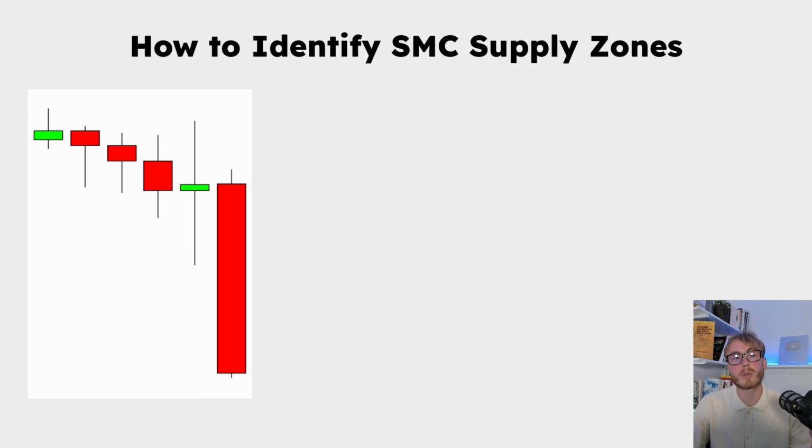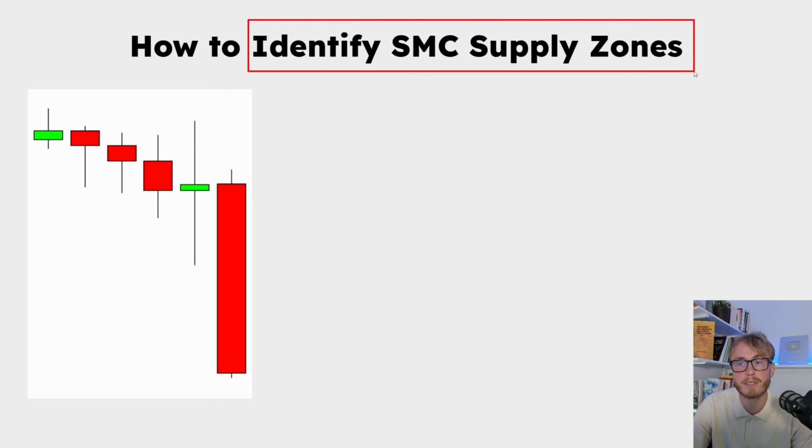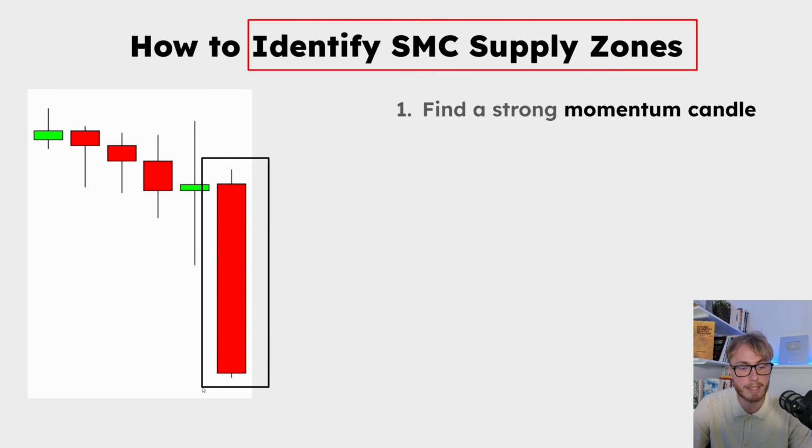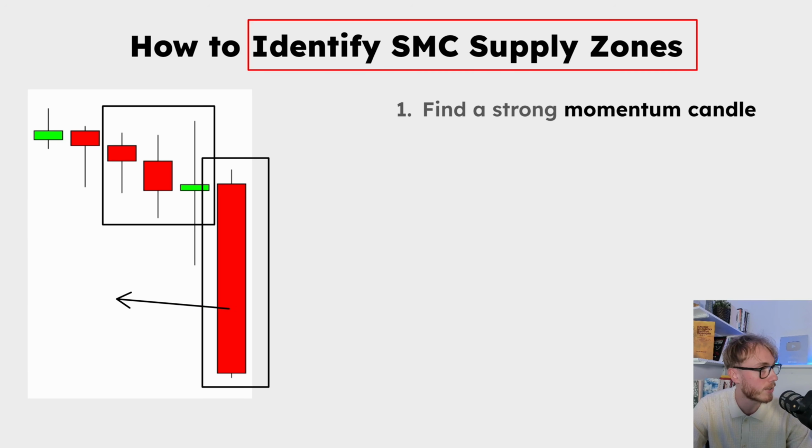Now let's also quickly take a look at how to identify smart money concept supply zones. And to do this, once again, the first step is to find a strong momentum candle. And as you guys can see right here, we have an example of a strong momentum candle. Why is this a momentum candle? Well, what we do is that we basically take a look at the previous candles, and we can clearly see here that the real body of this candle is much more than twice the size of the previous candles. In this case, it's maybe 5 times as large, and this is a good sign of a momentum candle.